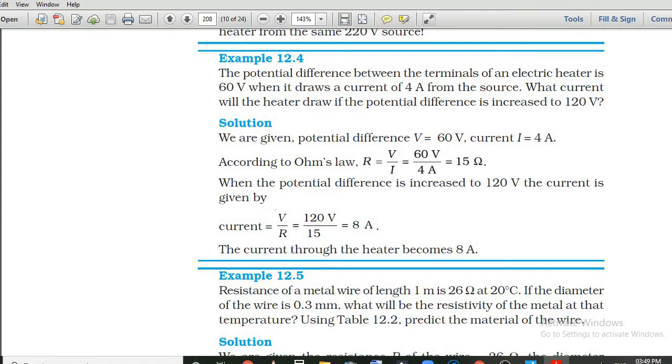R is the same. That is the peculiarity. You may think why we calculated R. Because two situations are there. 60 volt, 4 ampere. Voltage increased. But in these two situations, the common factor is resistance. Voltage may change, current may change, but resistance is the same. That we studied in Ohm's law. V is proportional to I. V by I is equal to a constant. That constant is R. Okay.